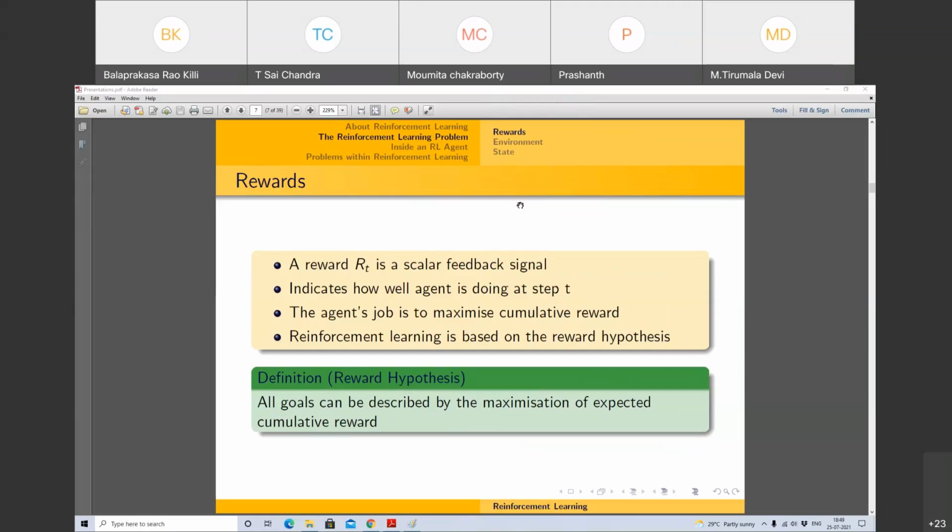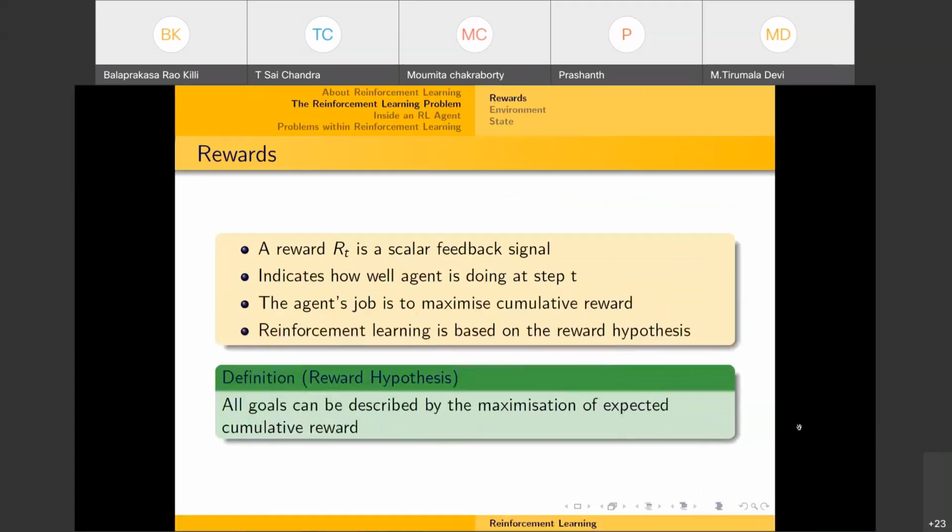Okay, if no questions, I'll continue. If you have any questions, you can interrupt me or you can post in the chat box. I'll check the chat box from time to time. Okay, now we'll see the terminologies inside this reinforcement learning.